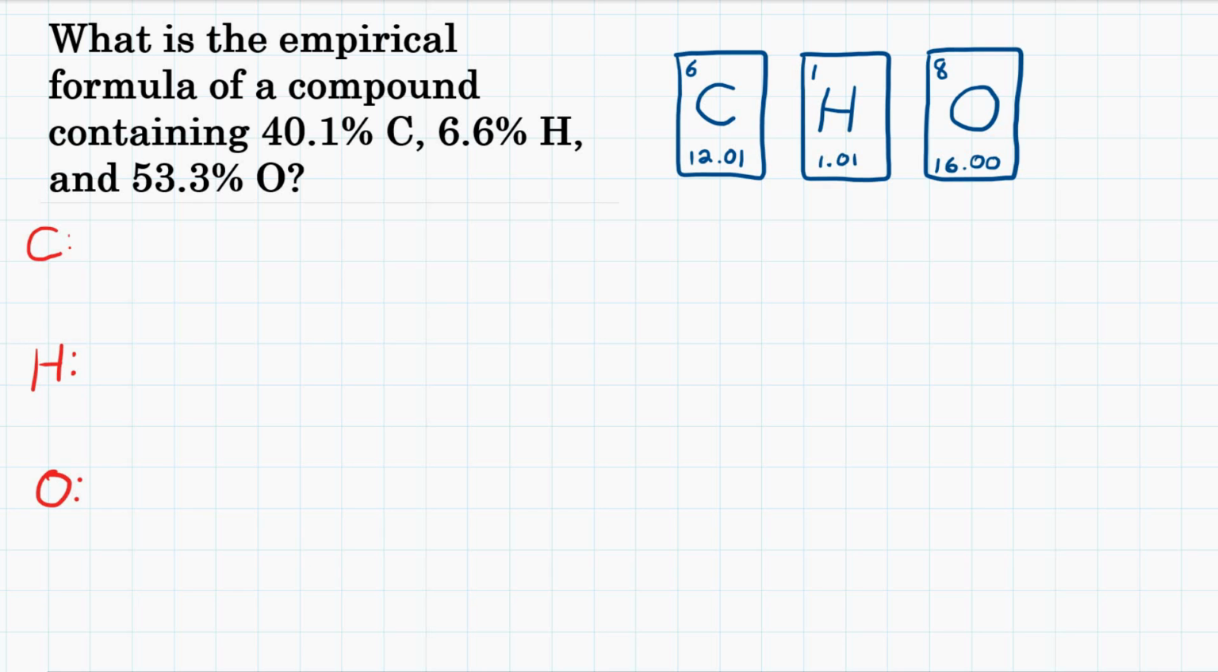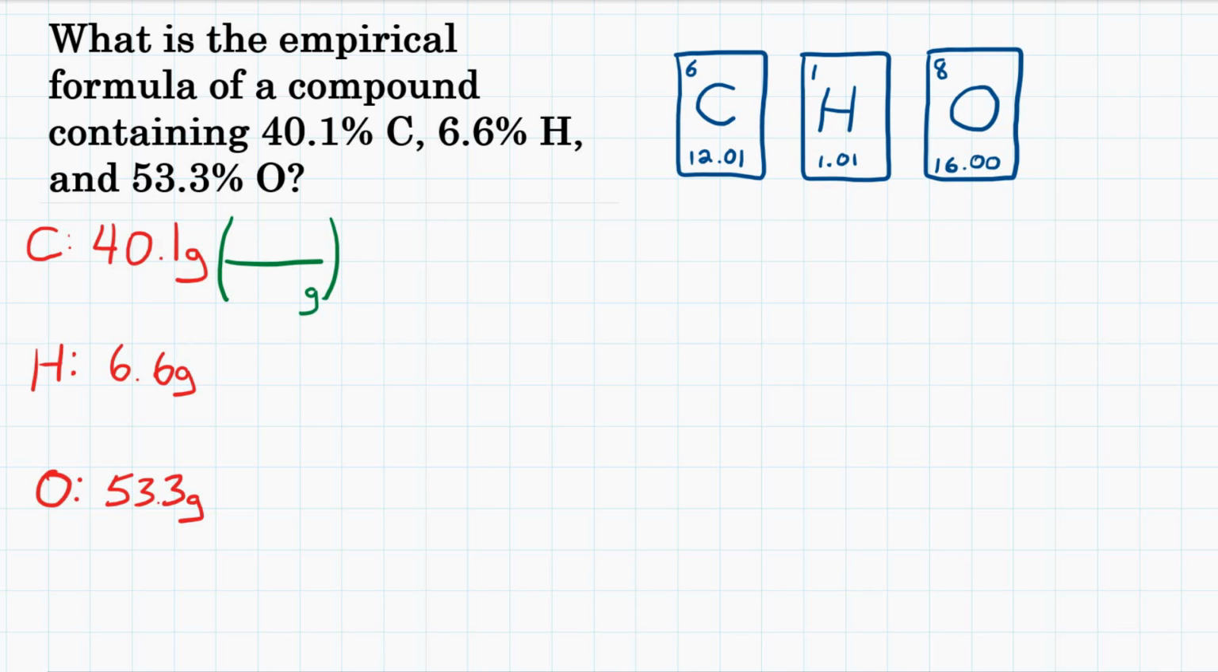We have percentages. If we say we had 100 grams of this compound, we would have these exact percentages for these elements. So for carbon, we would have 40.1 grams. For hydrogen, we'd have 6.6 grams, and for oxygen, 53.3 grams. What can we do with those grams? We can turn them into moles and hence get our mole ratios. So, next step, we are going to convert these grams to moles.